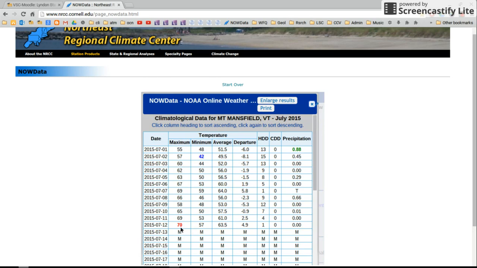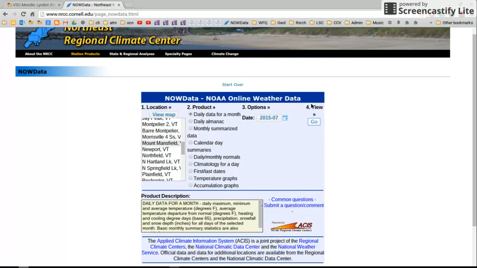And you'll notice that the maximum temperature for Mount Mansfield occurs on the same day, but it's not nearly as high as it is for Burlington. Minimum temperature is actually much closer than they are to Burlington, which is interesting. And the precipitation amounts for these 24-hour periods are different as well. T here stands for a trace amount. That means that precipitation was observed, but there wasn't enough really to be recorded in the precipitation gauge.